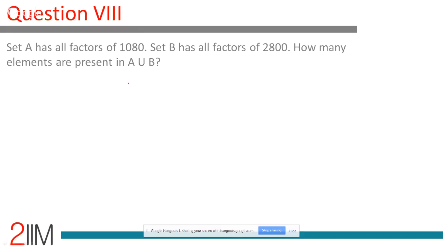Set A has all factors of 1080. Let's start with that. 1080. Prime factor: 108 is 2 squared into 3 cubed, and 10 is 2 into 5. Combining that, we have 2 cubed into 3 cubed into 5. You should be extraordinarily comfortable with prime factorization, so get lots and lots of practice at it. So, how many factors does this number have? 3 plus 1 into 3 plus 1 into 1 plus 1, 4 into 4 into 2, 16 into 2, 32 factors. So A has 32 elements.